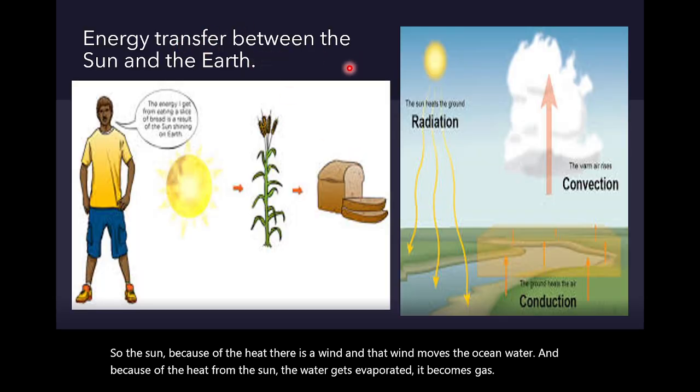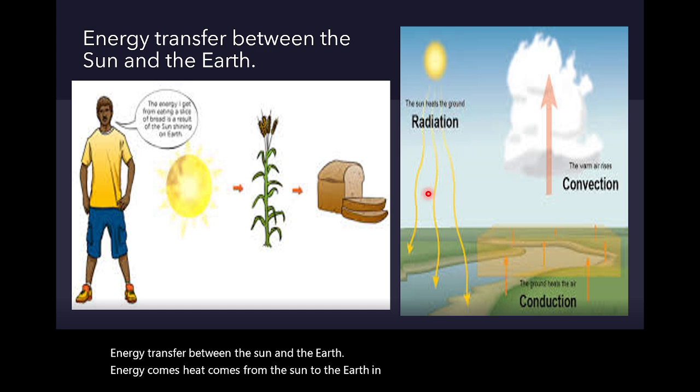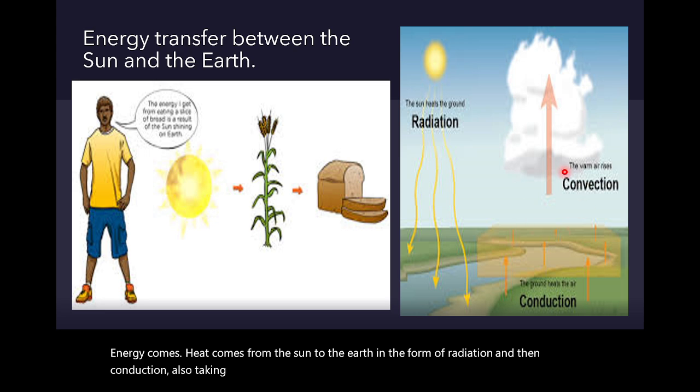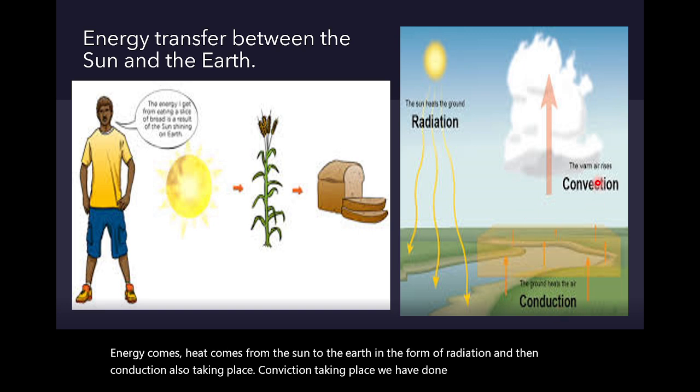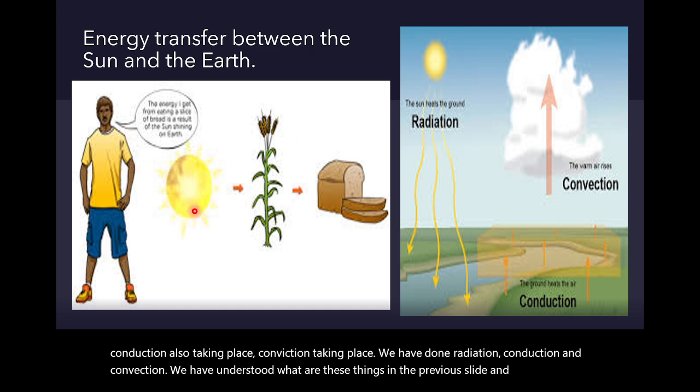Energy transfer between the sun and the earth. Heat comes from the sun to the earth in the form of radiation, and then conduction and convection also take place. We have done radiation, conduction, and convection. We understood what these things are in the previous slide. And then there is energy transfer here also.